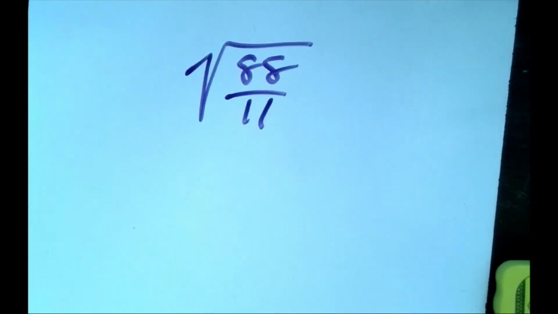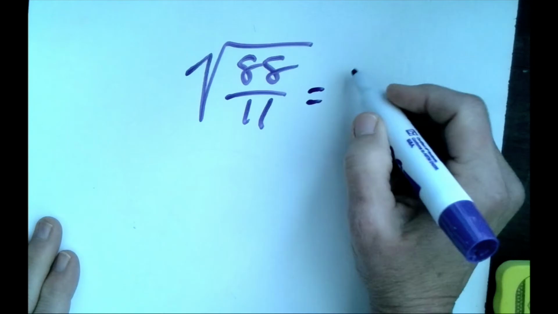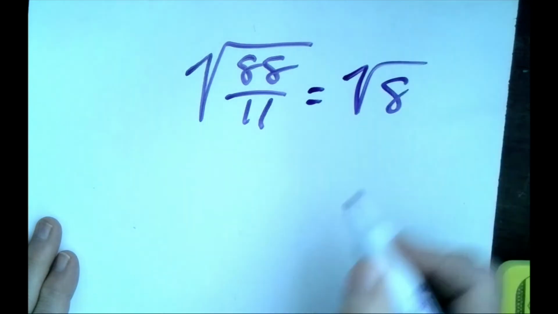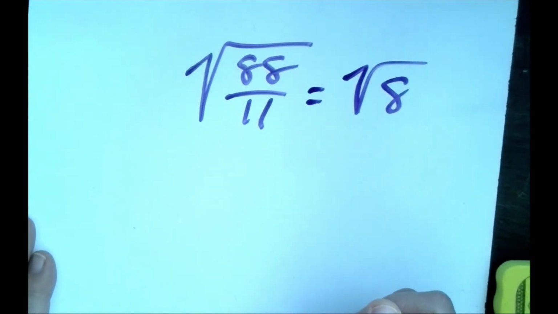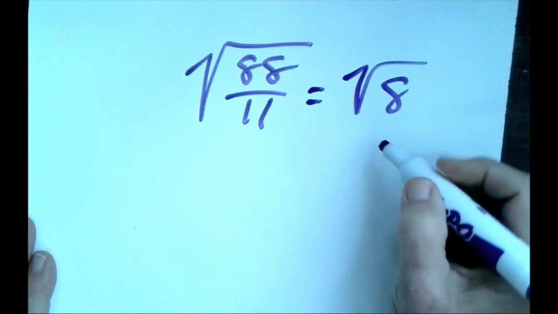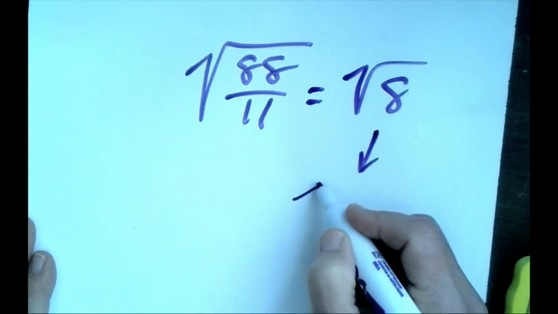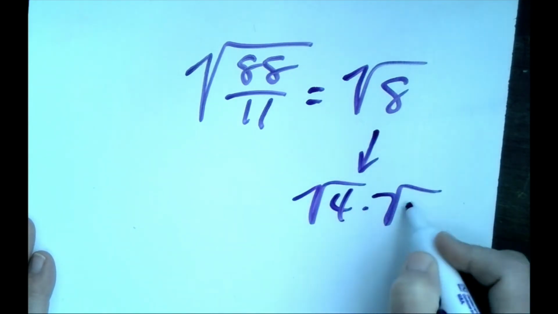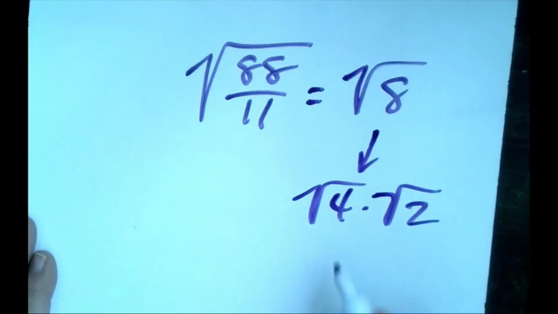Now here's an example of a problem you would definitely want to divide before you simplified, because if you divide this, then you know you're looking really for the square root of 8. The square root of 8 can be simplified to the square root of 4 times the square root of 2, and the square root of 4 is 2, so we're left with 2 times the quantity of the square root of 2.